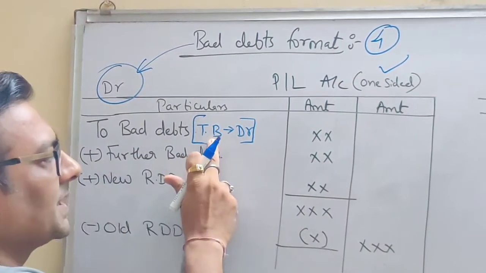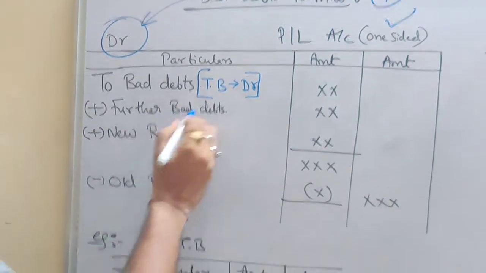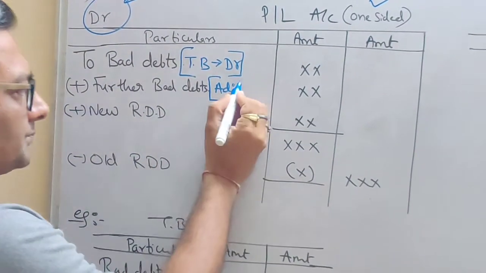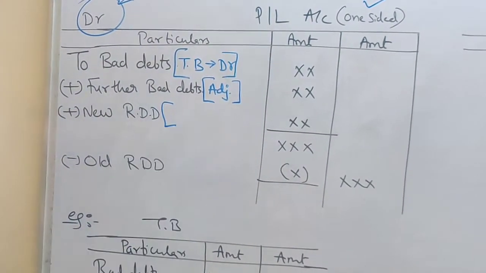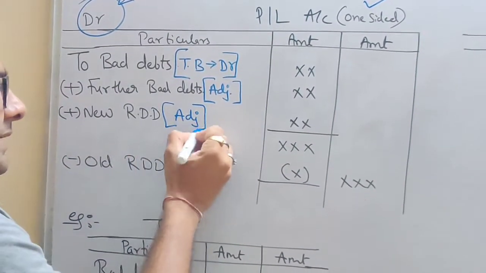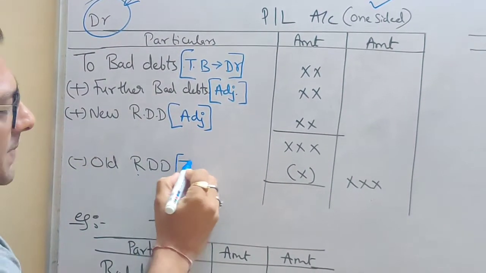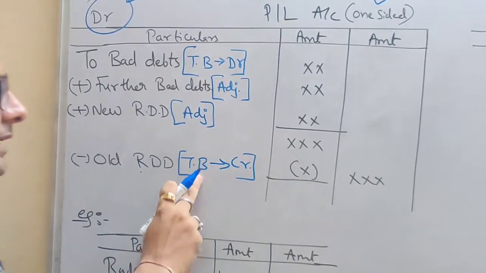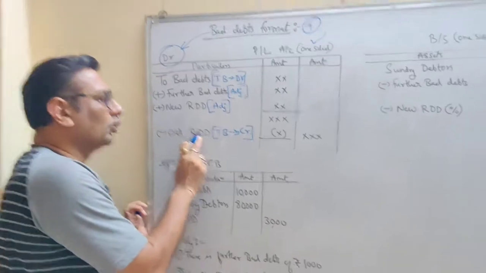So bad debts will be given in the trial balance debit column, and you will write it here in the format. Further bad debts will be given to you in adjustments as additional information. New reserve for doubtful debts, again, will be given to you in adjustments. And old RDD will be given to you in the trial balance on the credit column, on the credit side. So in the credit side of the trial balance you will find old RDD.